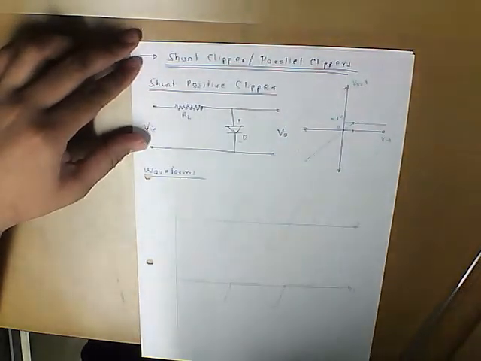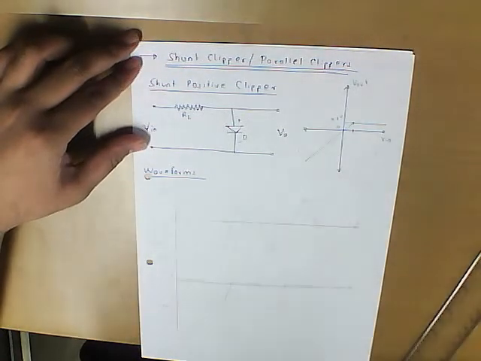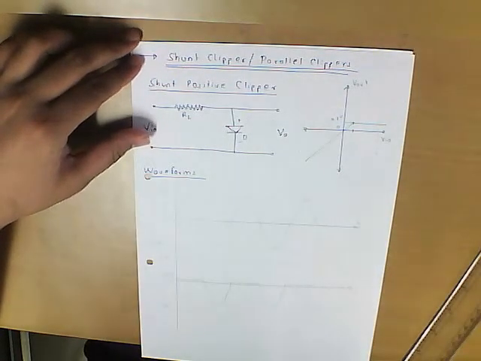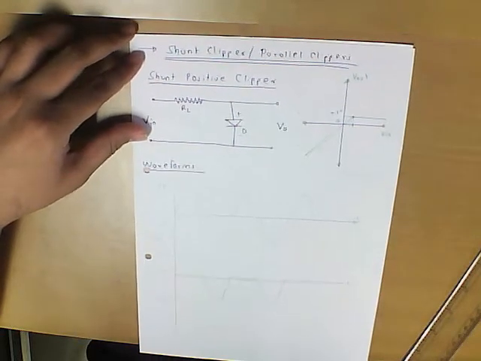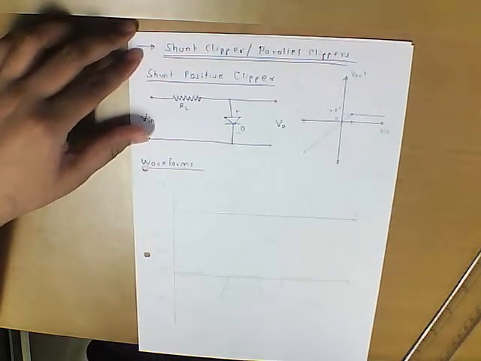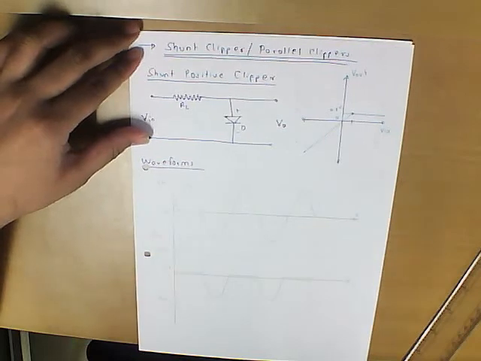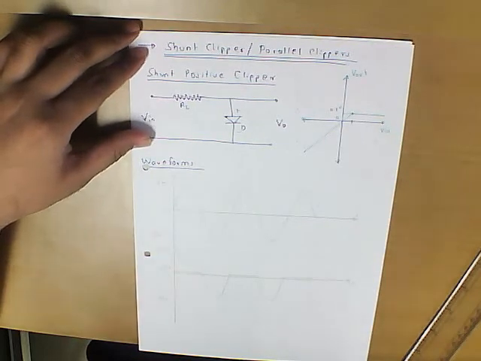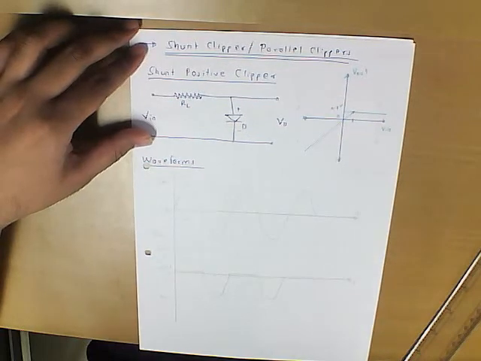Now we have seen different classes of clippers, that is nothing but your series clippers. The next part is the shunt clippers, which we will see next time.